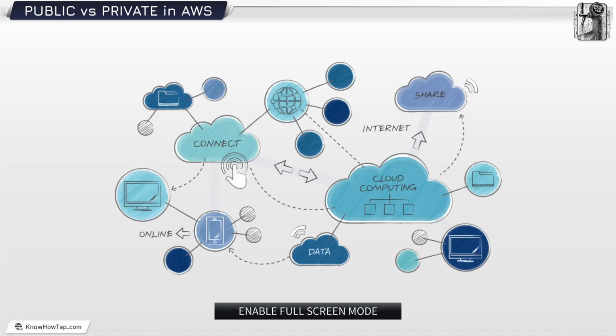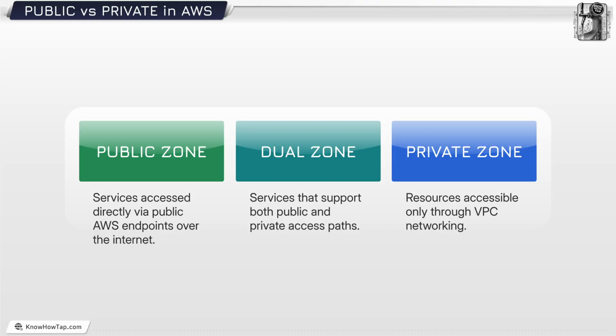We're starting a new series on AWS networking. Each video covers one concept that stands on its own and helps to build a clear mental model. In this video, we're going to talk about public versus private in AWS networking, specifically how AWS services are accessed and what network paths are involved.